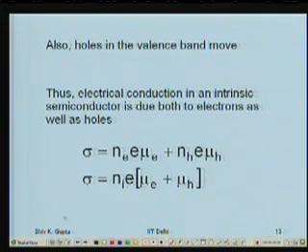Conduction in an intrinsic semiconductor is due both to electrons as well as holes, and that component of conductivity due to electrons in the conduction band is this. This is the number of electrons per unit volume, this is the charge on the electron, and this is the mobility of the electrons in the conduction band. This is what is happening in the valence band. Number of holes in the valence band per unit volume, charge is the same as the charge on the electron, because what is happening is electrons are coming and occupying the holes essentially, they are the conductors. And this is the mobility of holes. This mobility of holes is different from the mobility of electrons.